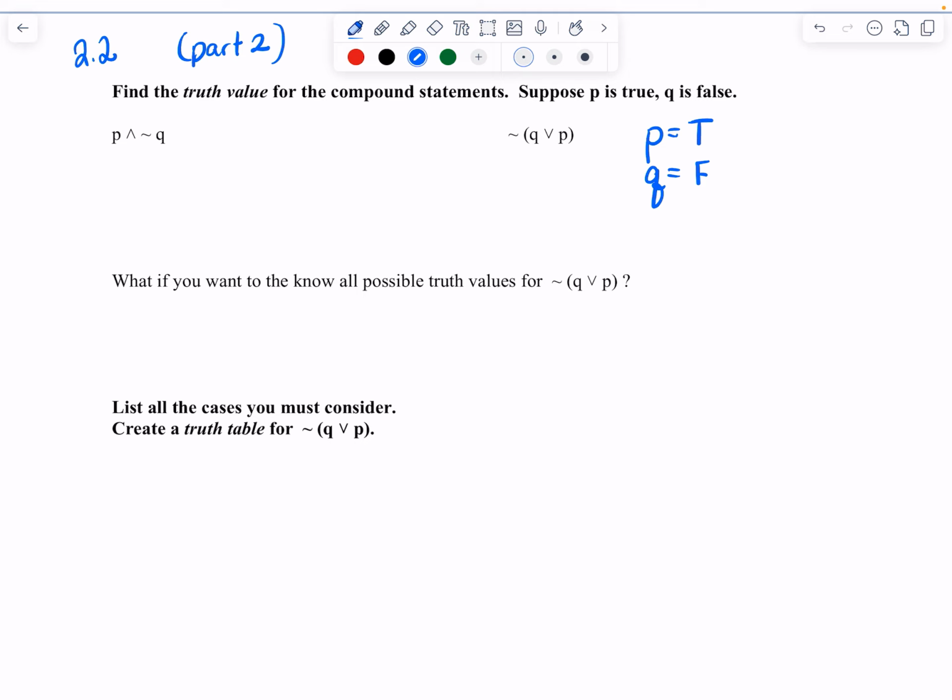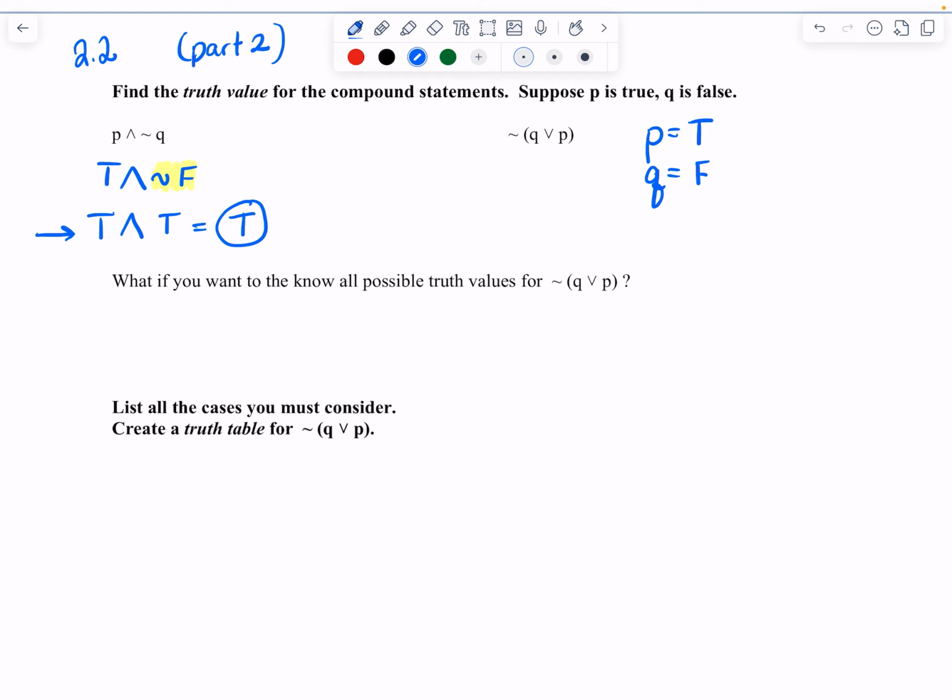So if I see P, I'm going to plug in true. I'm going to keep the and symbol, keep the negation, and wherever I see Q, I'm going to plug in false. Now the order of operations tells me I have to do negation first. So the negation of false is true. So now I'm down to true and true. If you remember from the truth table, and is only true when both P and Q are true. So I'm looking here. I have true and true. The result of that is true.